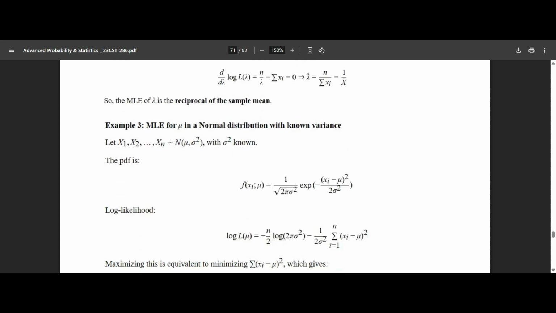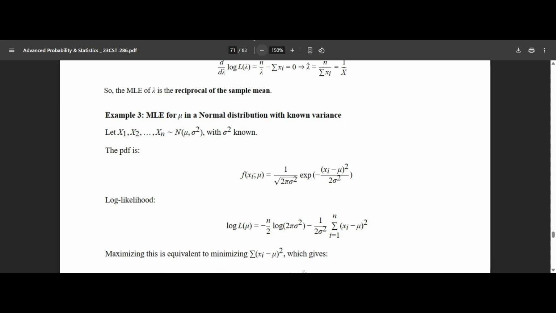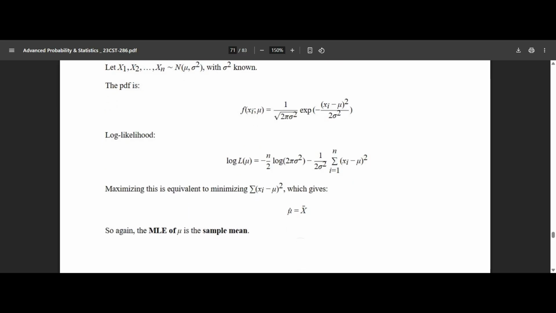Is it clear? Next, MLE for mu in a normal distribution with known variance. Let x1, x2, ..., xn be normally distributed with mean mu and variance sigma squared, with the variance known. The PDF is this, the log likelihood is this, then maximizing this is equivalent to minimizing this. Why? Because it's in negative. So it ultimately gives mu cap equals x bar. So again, the MLE of mu, the population mean, is nothing but the sample mean.